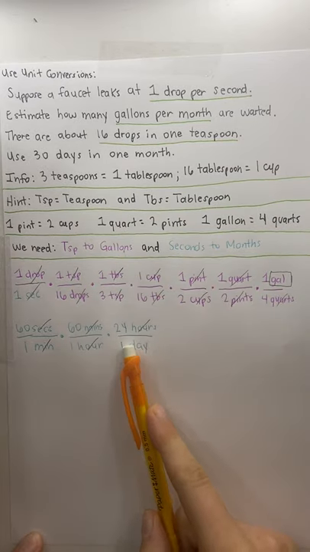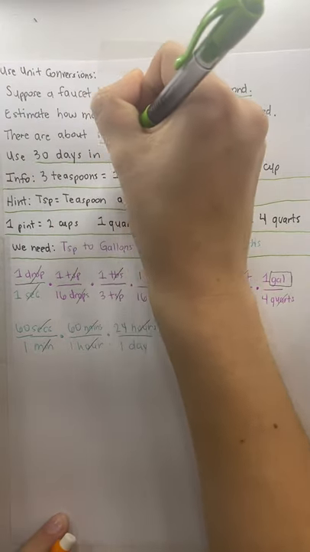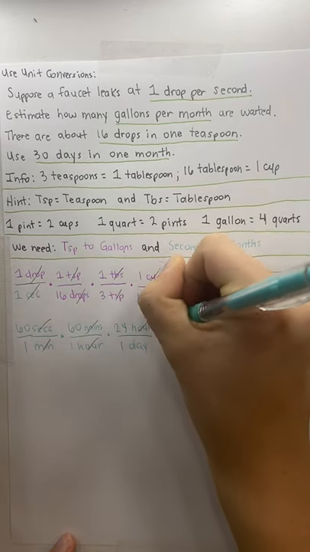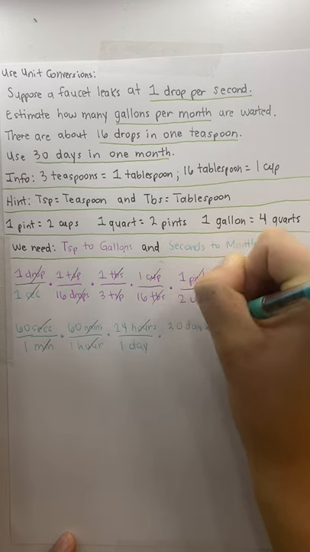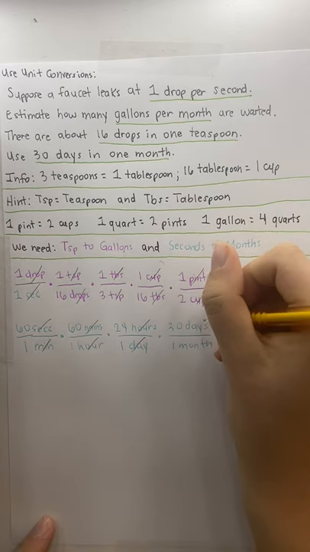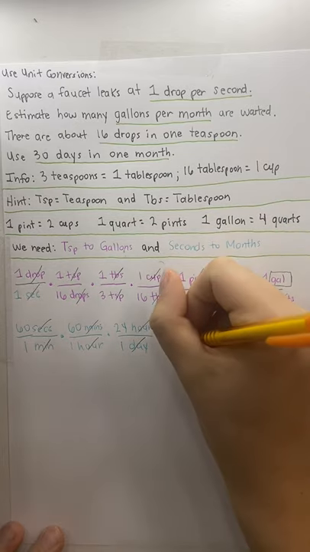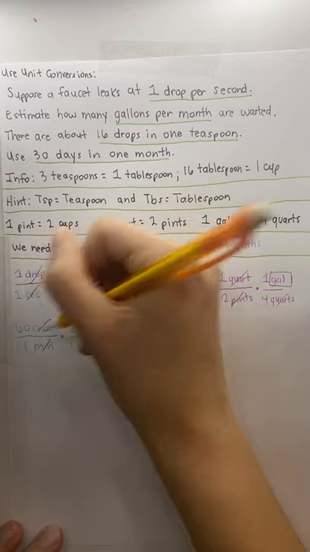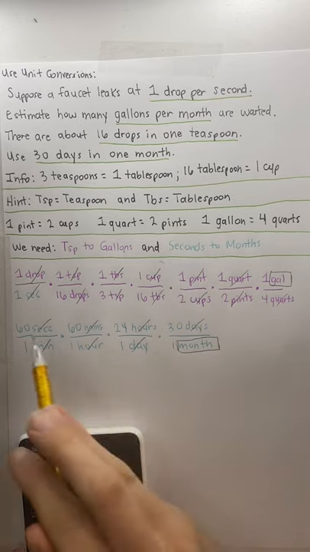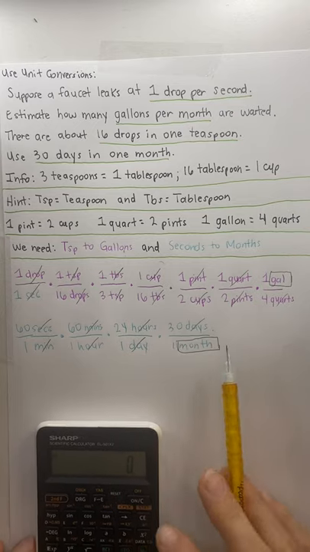And right now we need to go from days to months, and our problem says to use 30 days in 1 month. So we'll use 30 days for 1 month. And our days will cancel. All right, so now we have everything we need to solve the problem. And we're left with months here. So here we went from seconds to months. So now we need to multiply everything in our numerator to get our gallons. And we need to multiply everything in our denominator to get our months.